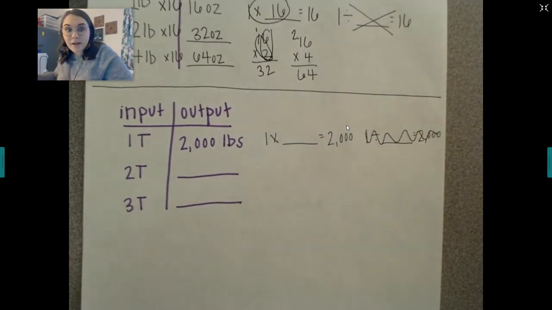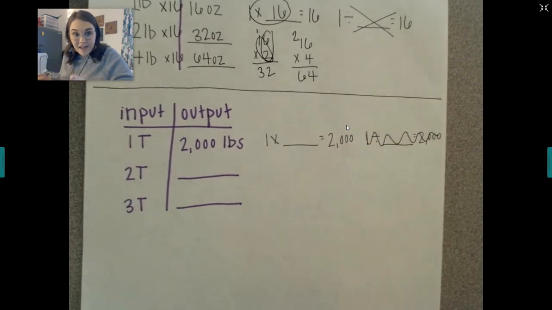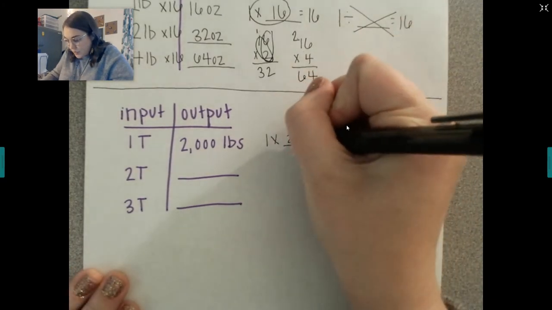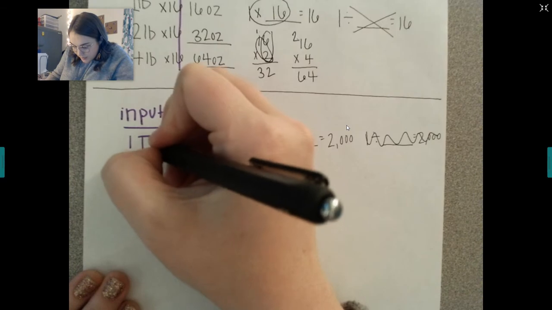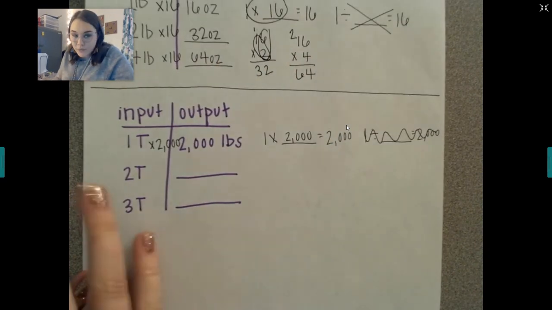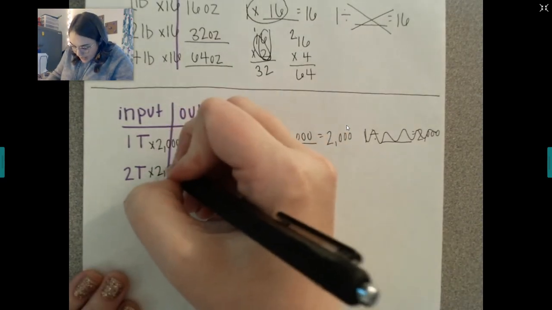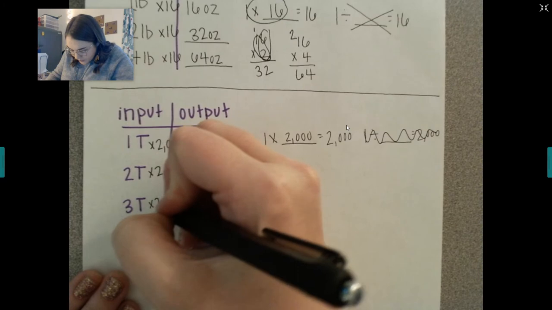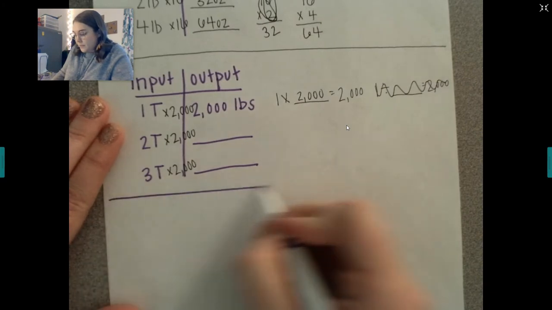1 times 1 is 1. 1 times 2 is 2. 1 times 3 is 3. 1 times 4 is 4. So 1 times 2,000 is what? 2,000. So I'm trying to equal 2,000, so I've got to multiply by 2,000. And I know that seems like a big number, but trust me, you're right. So now I want you to go ahead and do that rule for 2 tons and 3 tons while I draw the next problem.